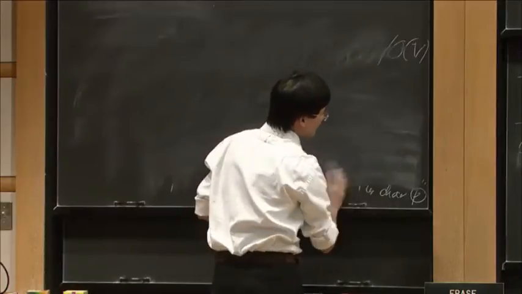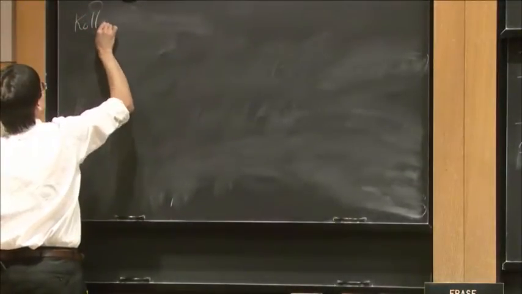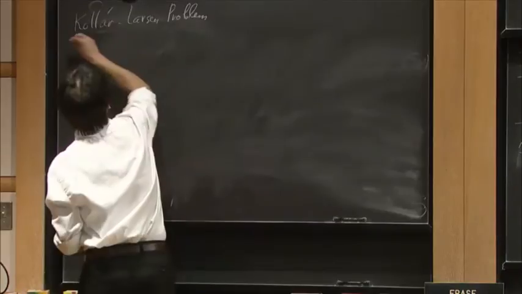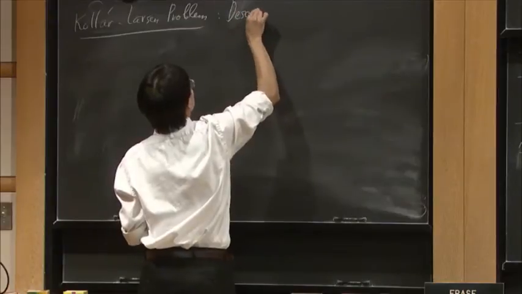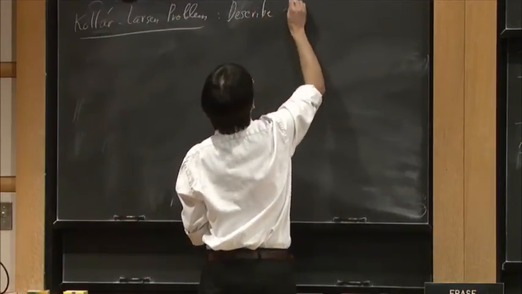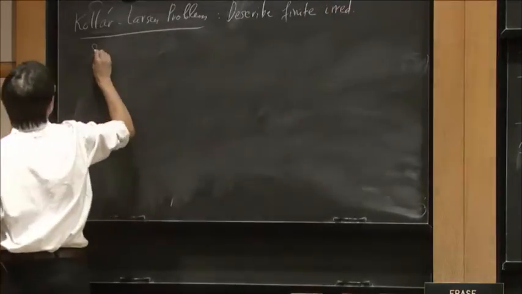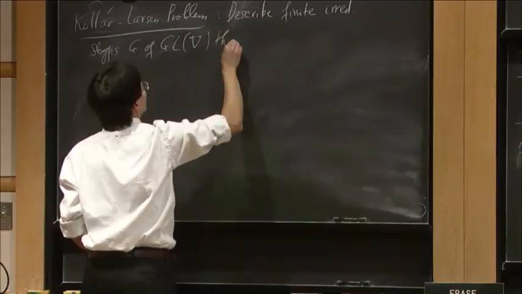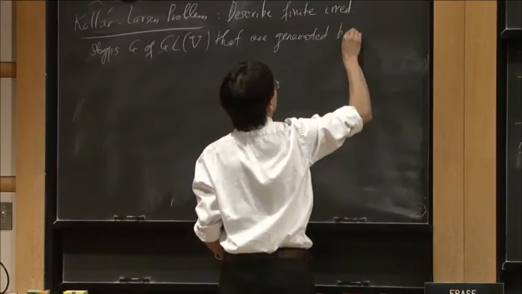Okay, so here's a problem that you want to study. We want to classify, or let me say, describe the finite irreducible subgroups, say G of GL(V), that are generated by junior elements.